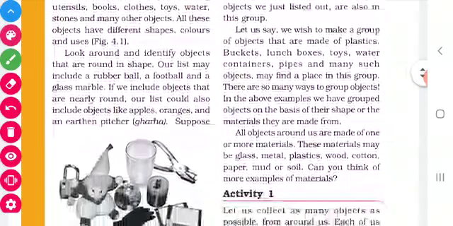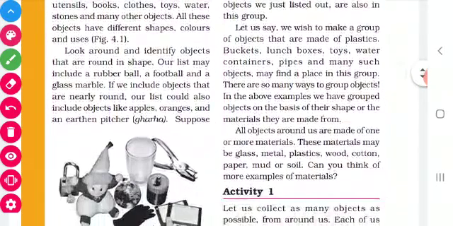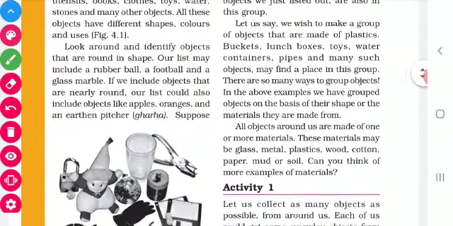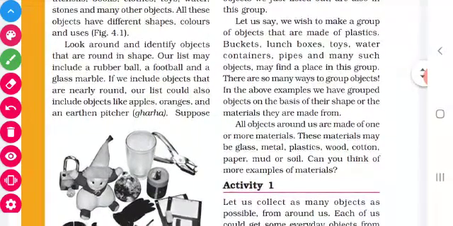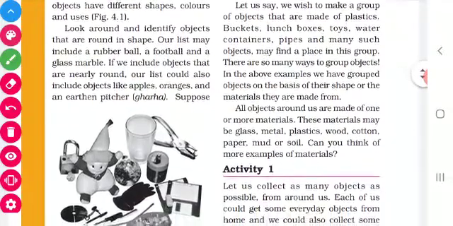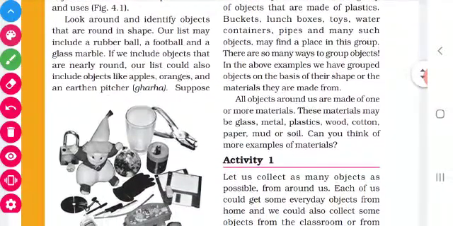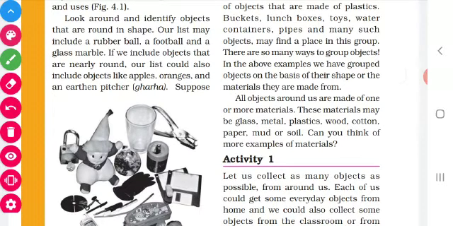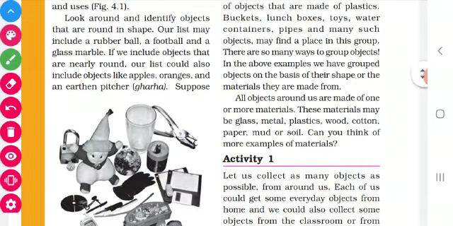Now I am asking you to make a group of objects that are made of plastic. So what will you say? You will include buckets, which are made of plastic, lunch box, toys, water containers, that is water bottles, pipes. So you can place many objects in this, because they are made up of plastic.